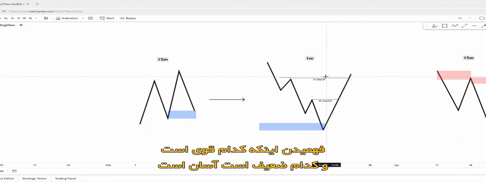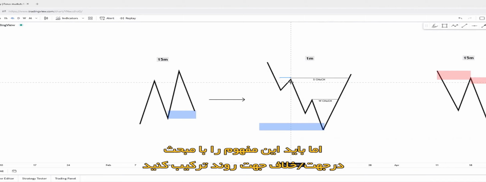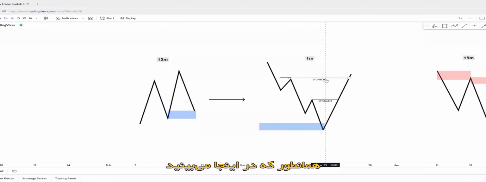Understanding which one is strong and which one is weak is easy, but you have to combine this with the main and the pro trend, I mean main and counter trend. So you can easily combine this with the main and counter trend. Let me just tell you how.